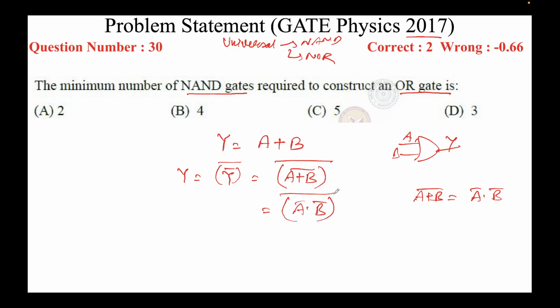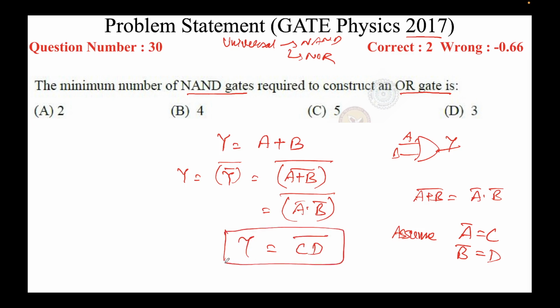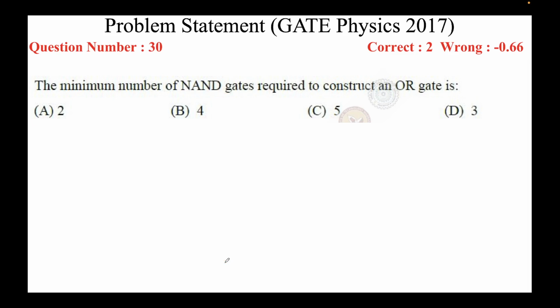Now I'll do a change of variables. Let's assume A bar is nothing but C and B bar is nothing but D. So this will become (CD) whole bar. This is nothing but a NAND gate, right? (CD) whole bar is the expression for a NAND gate. So what I have obtained is the expression Y, note that Y was A plus B, right? So we needed Y equal to A plus B, and this is also equal to (CD) whole bar.